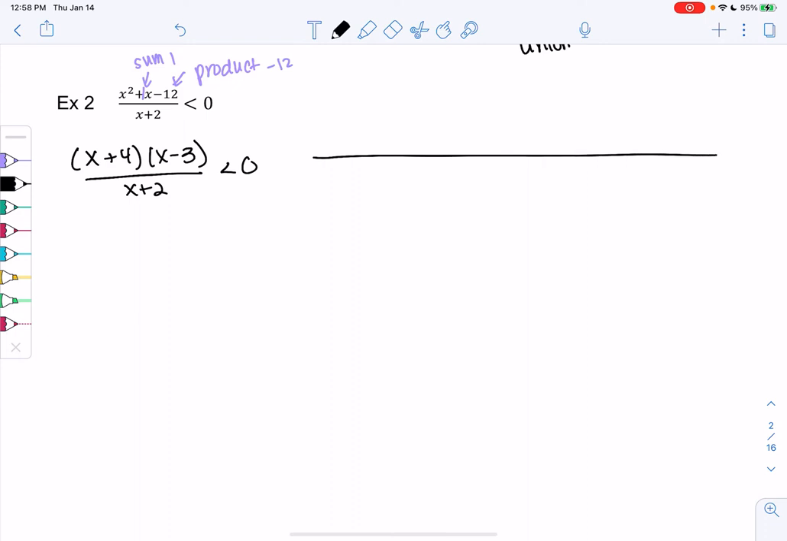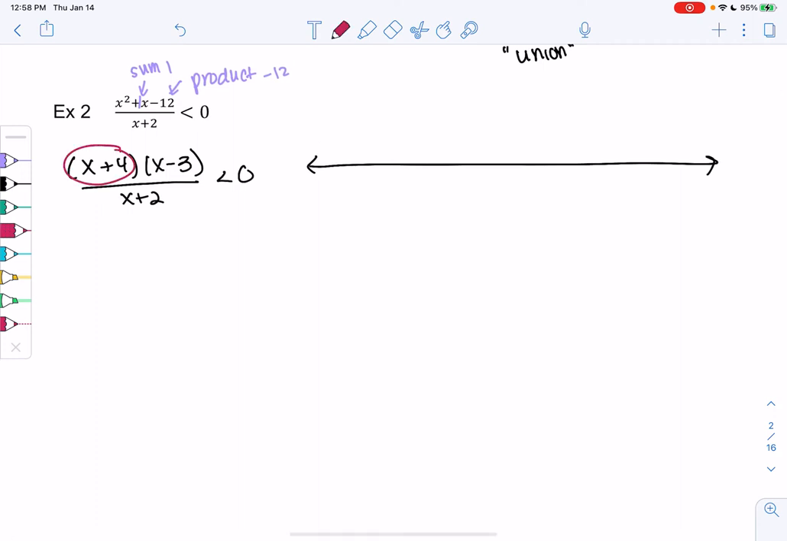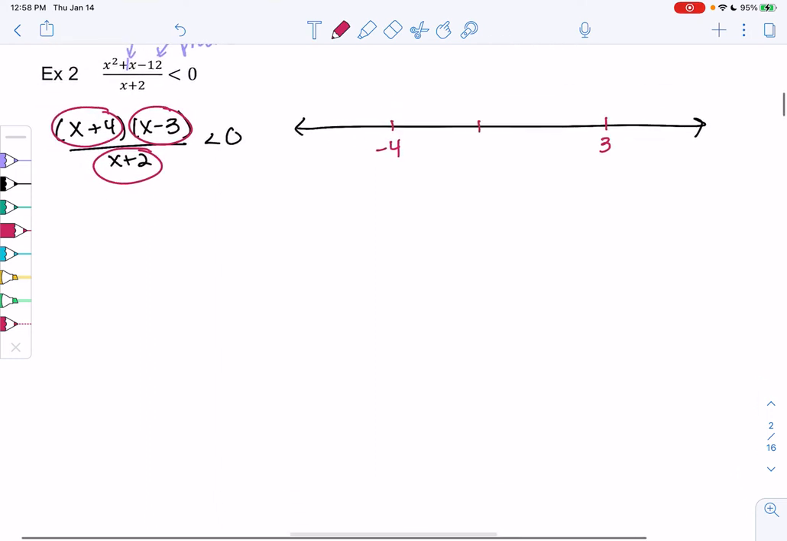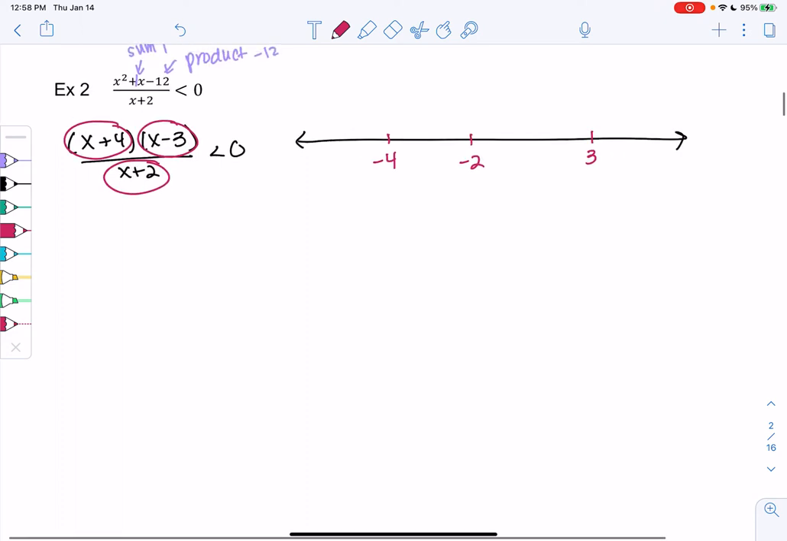So let's go ahead and find our zeros and we'll do the test intervals again. We have 3 zeros because we have 3 factors. We have negative 4 from x plus 4, 3 from x minus 3, and negative 2 from x plus 2. These are called zeros, right? You just set each piece equal to 0 and solve.